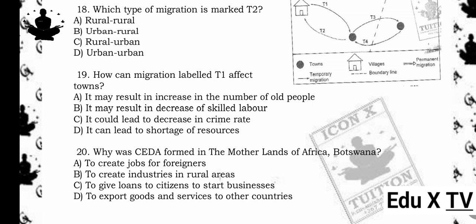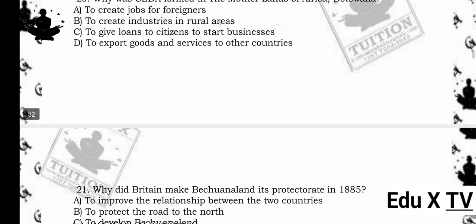20. Why was CEDA formed in the motherlands of Africa, Botswana? A. To create jobs for foreigners. B. To create industries in rural areas. C. To give loans to citizens to start businesses. D. To export goods and services to other countries. The answer is C. To give loans to citizens to start businesses. Reason being, CEDA, Citizen Entrepreneurial Development Agency, supports citizen entrepreneurship through funding.